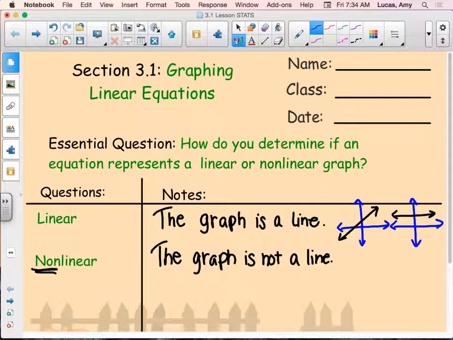It's just one line. When we say the graph is not a line, it can be a lot of different shapes. And that's what we're going to be exploring today. What those different shapes could be for nonlinear graphs. So it could be curved like this. It could be V-shaped like this. So those are nonlinear.